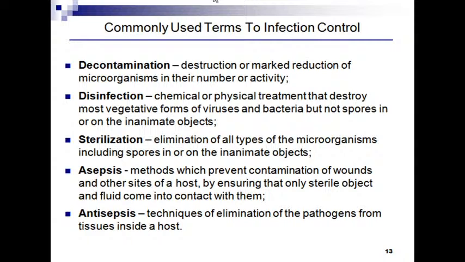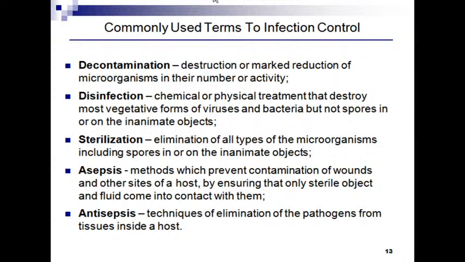In infection control, we use terms and definitions. There are commonly used terms in infection control, and you should know the difference between them. First definition is decontamination: a destruction or marked reduction of microorganisms in their number or activity. Disinfection: chemical or physical treatment that destroys most vegetative forms of bacteria and viruses, but not spores, in or on inanimate objects.